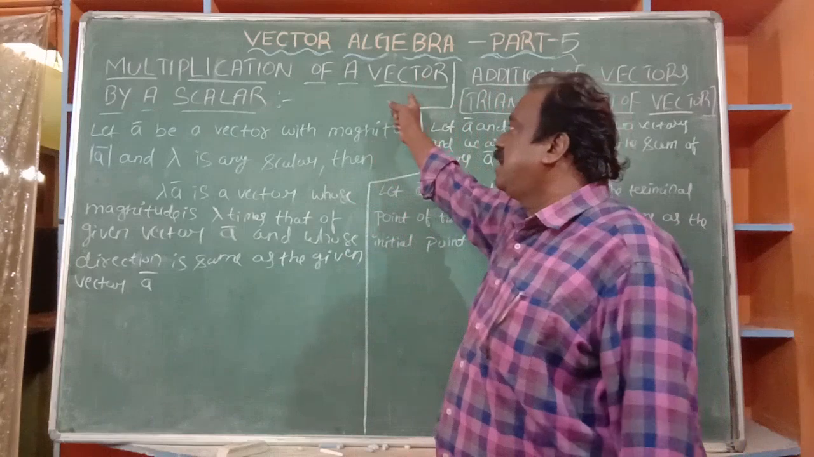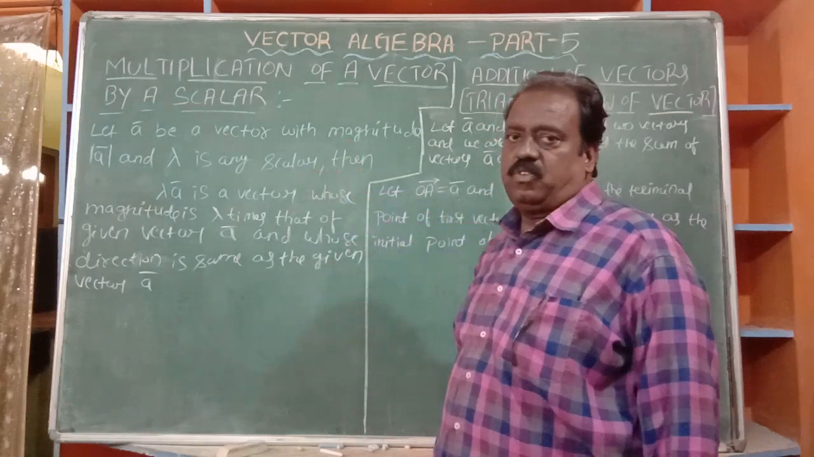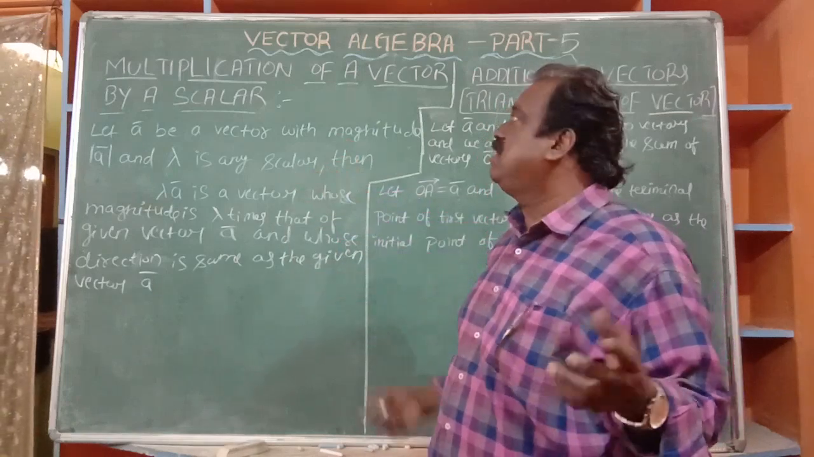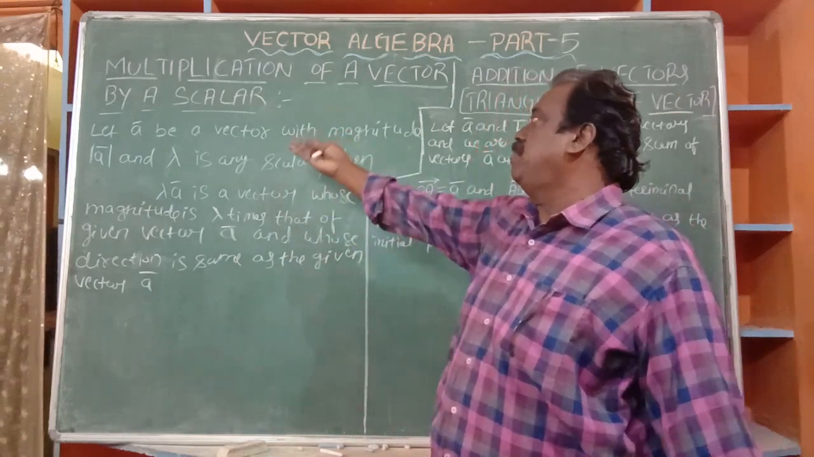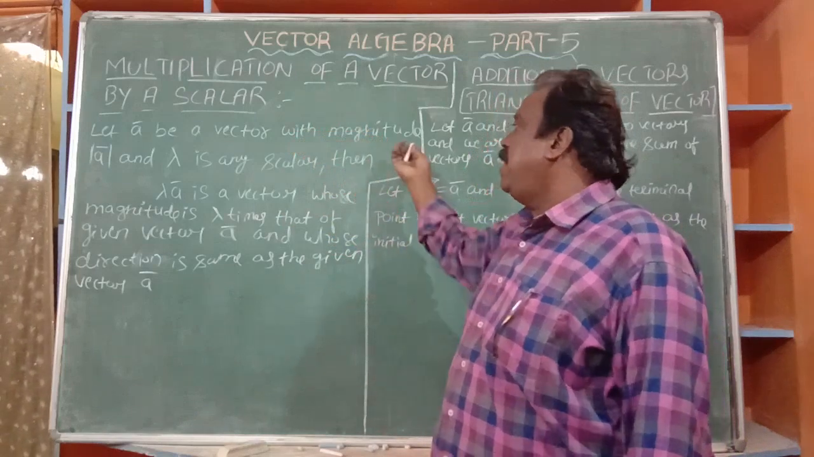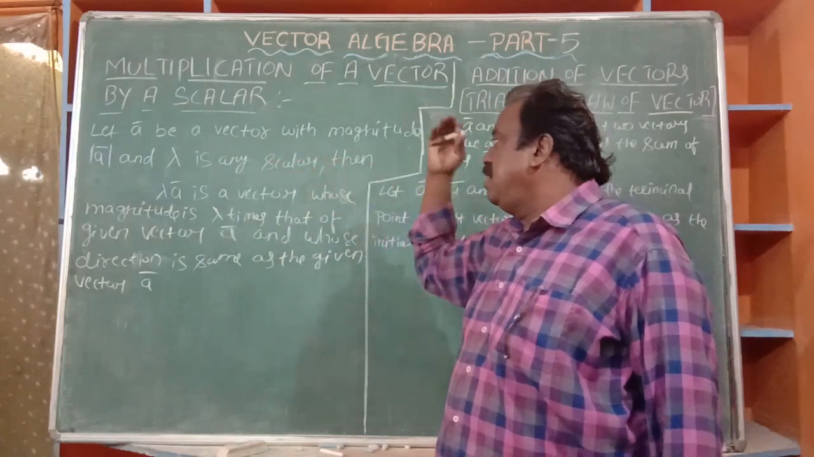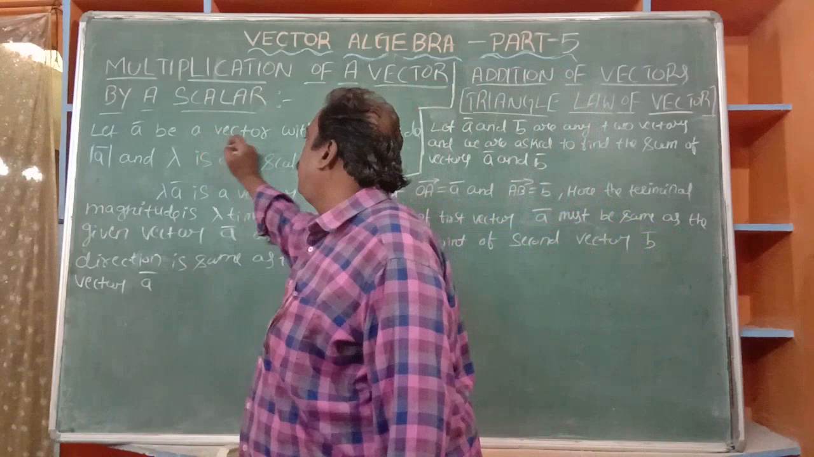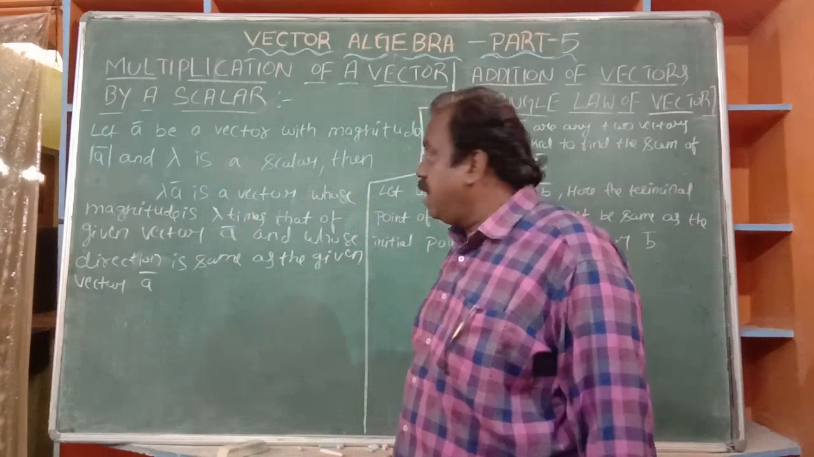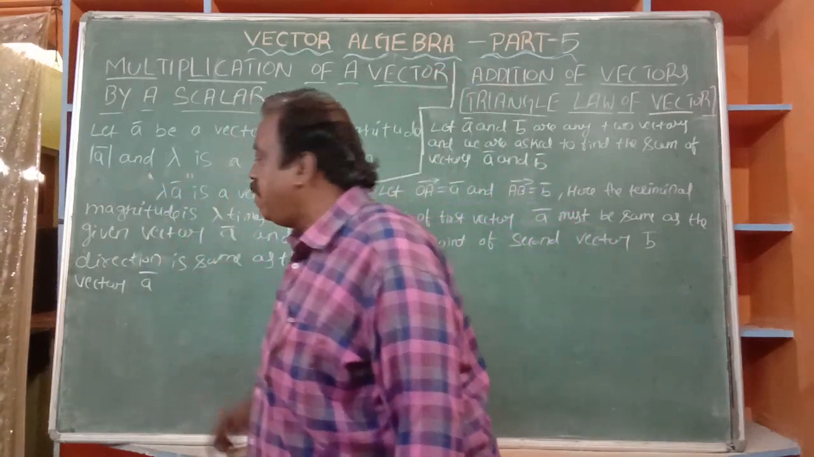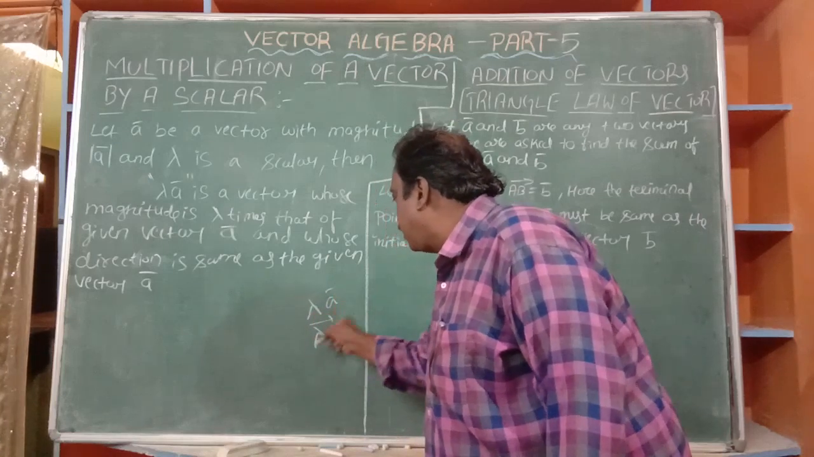Here, the vector is multiplied by a scalar. Here is the definition. If you are asked in the exam what the multiplication of a vector by a scalar means, you have to write this. Let A bar be a vector with magnitude modulus of A bar, and lambda is any scalar. Then lambda A bar, this is important. Lambda A bar, not lambda A bar. This is wrong.